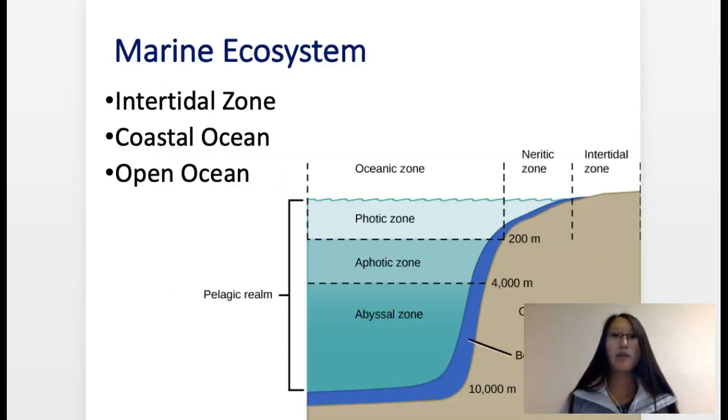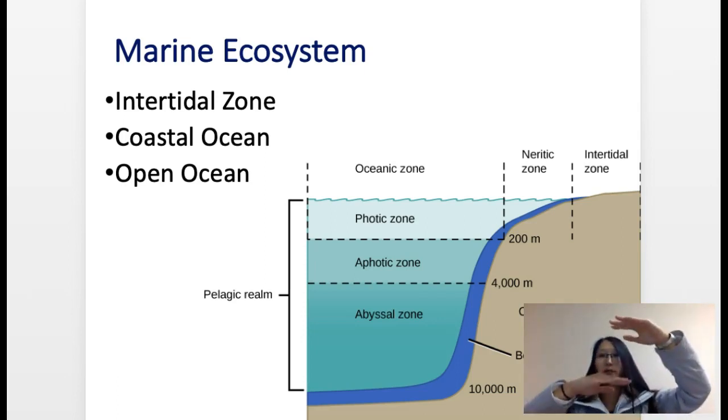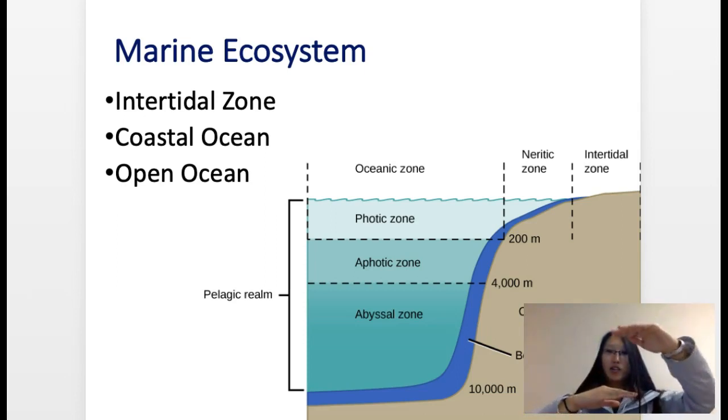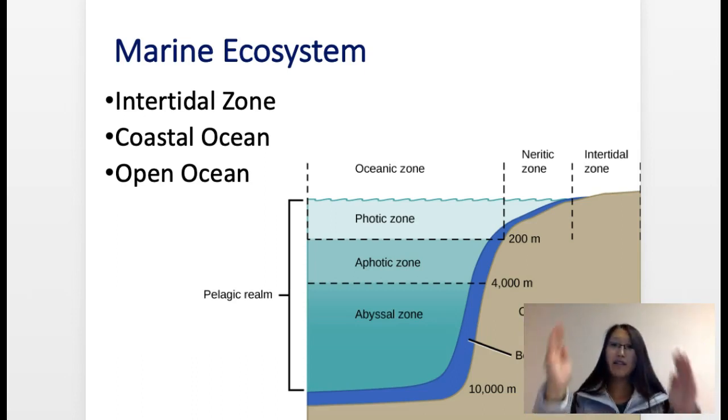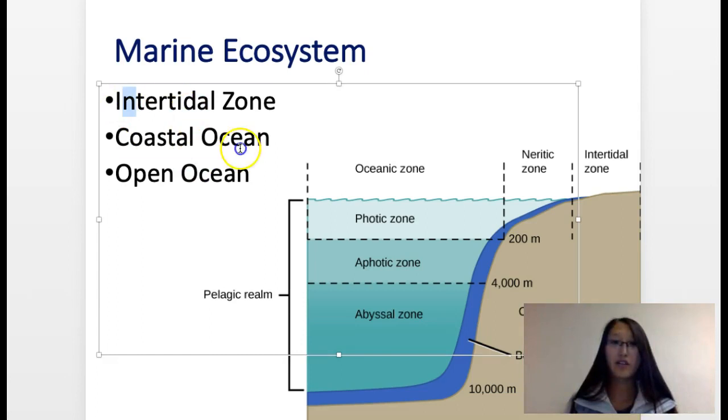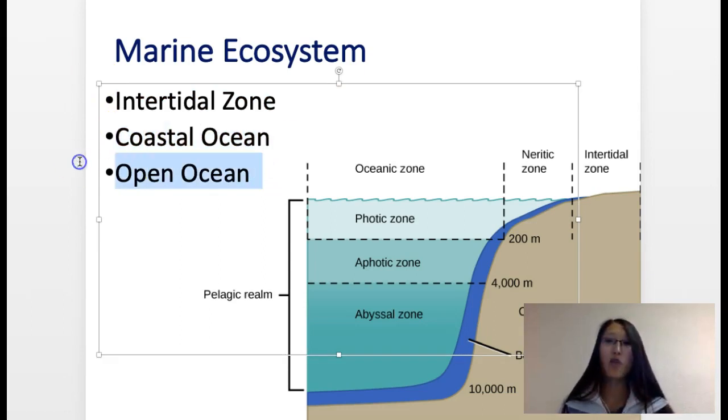The next one we want to talk about is the marine ecosystem. What you have to know is the different zones of the marine ecosystem. So if you look vertically, we have the Photic Zone on the top, and we have the Aphotic Zone that sunlight cannot get through. And if you look horizontally, we have these other three zones. We have the intertidal zone, we have the coastal zone, or coastal ocean, and we have the open ocean.